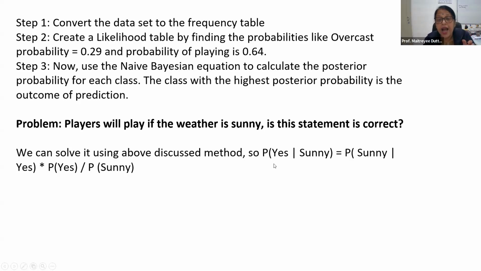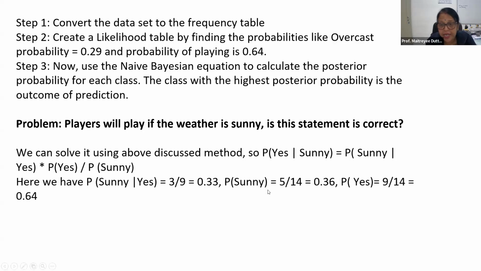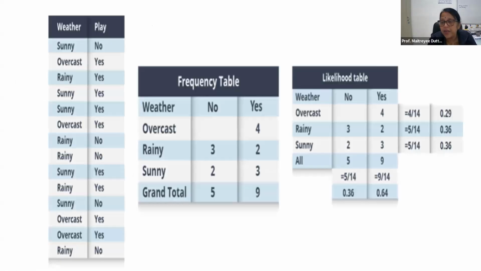Afterwards, we will see whether that statement is correct or not. First of all, I have to find out the value. So what is the P of yes given sunny? It is equal to P of sunny given yes, conditional sunny by yes, into P of yes divided by P of sunny. Now, can you tell me what is your P of yes? I have calculated P of yes as 9 by 14, right? Here we have found out P of yes is 9 by 14.